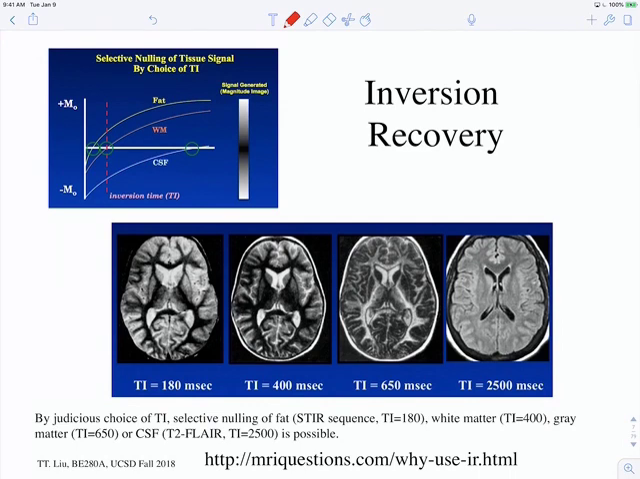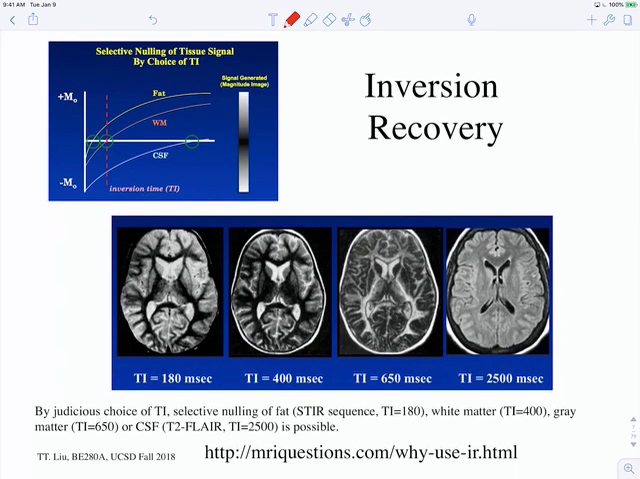So this is an example here where we've done selective nulling of different things. So depending on where you acquire, for example here, if I acquire here, I null out fat. If I acquire here, I null out white matter. And if I null out here, I null out cerebrospinal fluid. All right. So this is an example of nulling out fat. And this one here is an example of nulling out CSF. So you can sort of see the CSF here is very dark. Okay. And then for here, I've nulled out white matter.